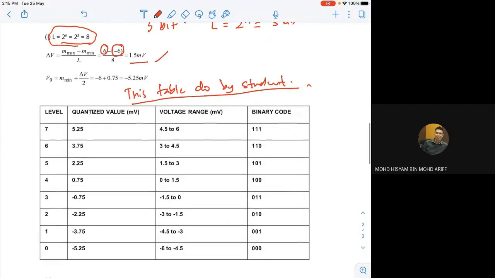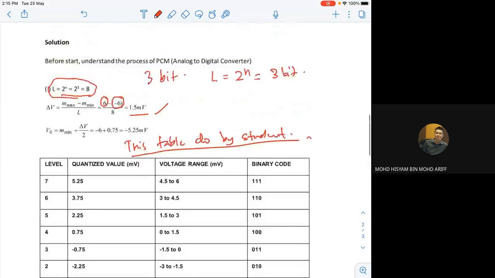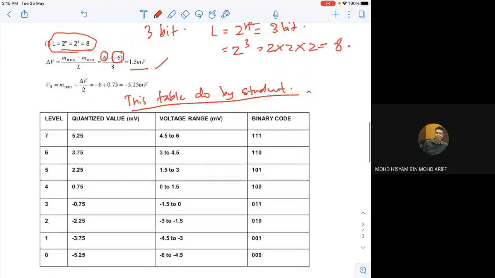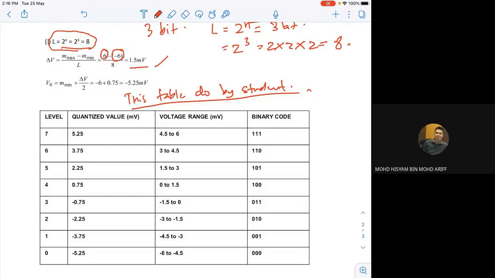Remember, assigning levels is very simple. You know 2 power of n, equals 2 power of 3, which is 2 times 2 times 2. With 3 bit, n equals 3, you get 8 levels. Remember, in digital we start from 0. Normally you would assign 1, 2, 3, 4, 5, 6, 7, 8, but binary starts from 0 to 7. This is the first thing you must know.